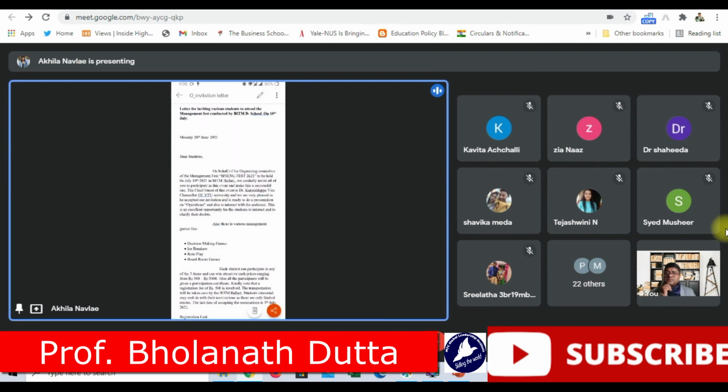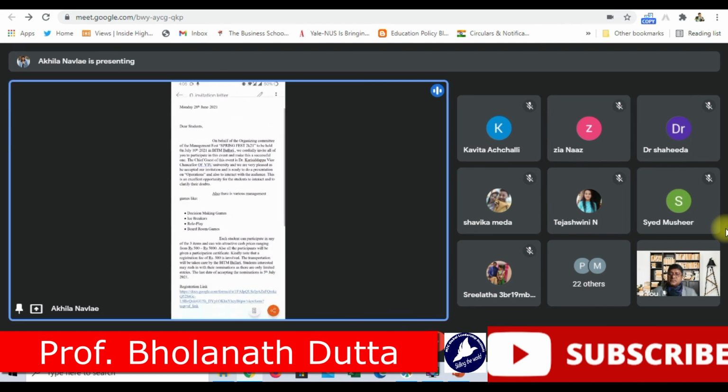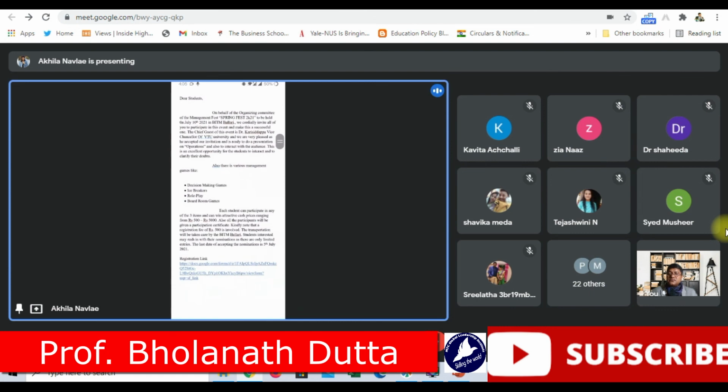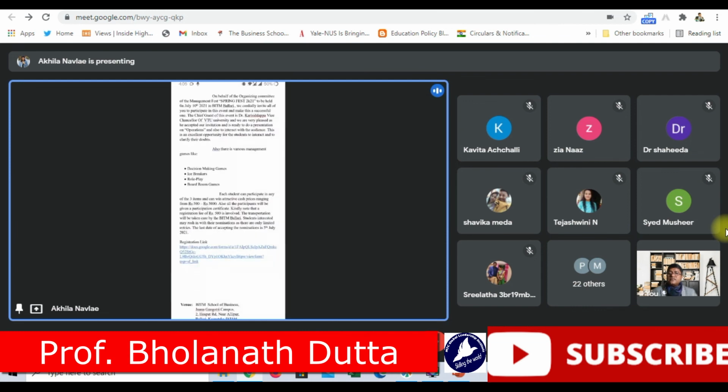And also to interact with the audience. This is an excellent opportunity for the students to interact and to clarify doubts. Also, there are various management games like decision making games, icebreakers, role play, boardroom games. Each student can participate in any of the three items and can win attractive cash prizes ranging from rupees 500 to 5,000. Also, all the participants will be given a participation certificate. Kindly note that a registration fee of rupees 500 is involved. The transportation will be taken care of by BITM Ballari. Students interested may rush in with their nominations as there are only limited entries. The last date of accepting a nomination is 5th July 2021.